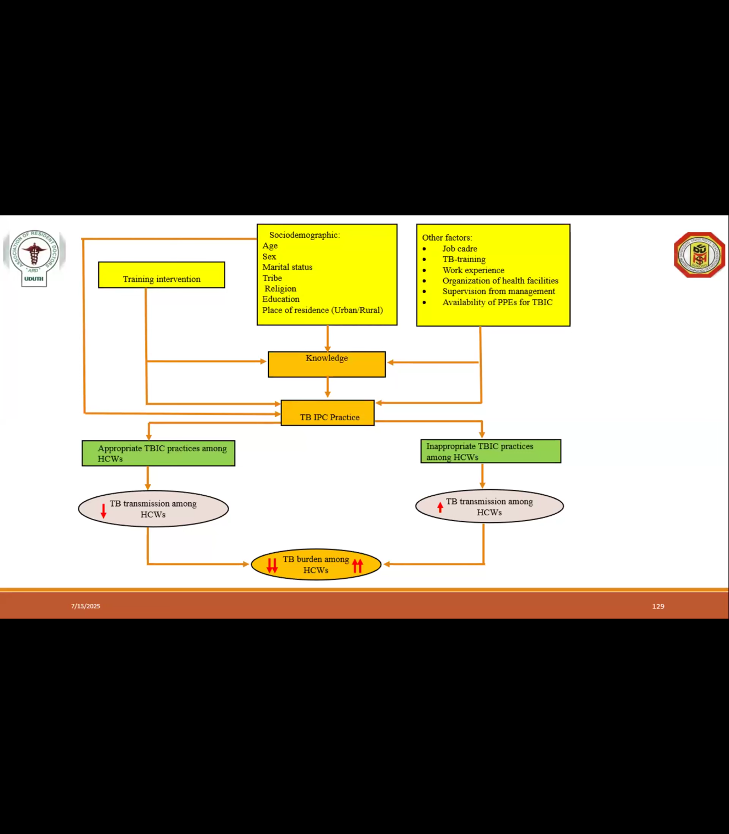So this is the conceptual framework of that research. So any research should have a conceptual framework immediately at the end of chapter 2. That is the next thing. At the end of chapter 2, you have your conceptual framework.